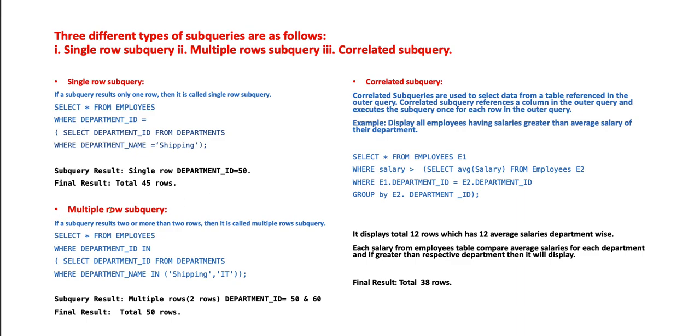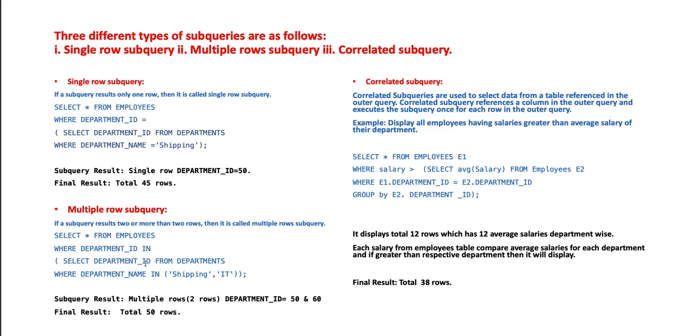Number 2, multiple row subquery. If a subquery results 2 or more than 2 rows, then it is called multiple rows subquery. That means the subquery results 2 or more than 2 records. In this example, we add another department name, IT, as well. That means we are going to select two departments. One is shipping, another one is IT. In such a condition, we use the in operator. In place of the equal sign, we use in.